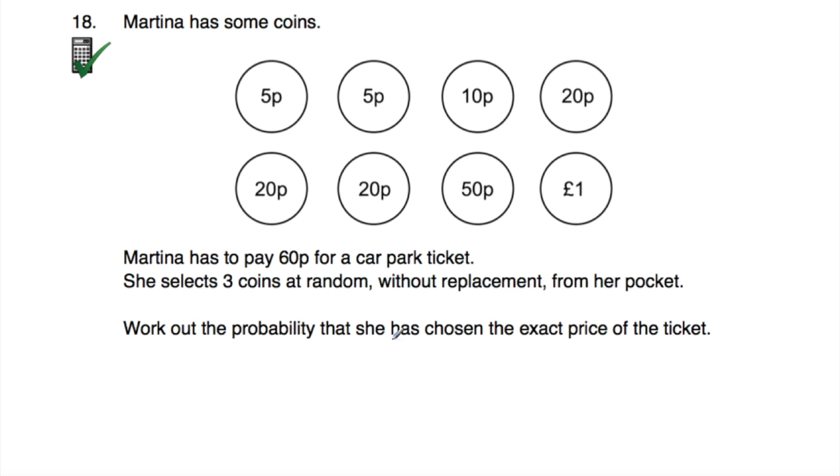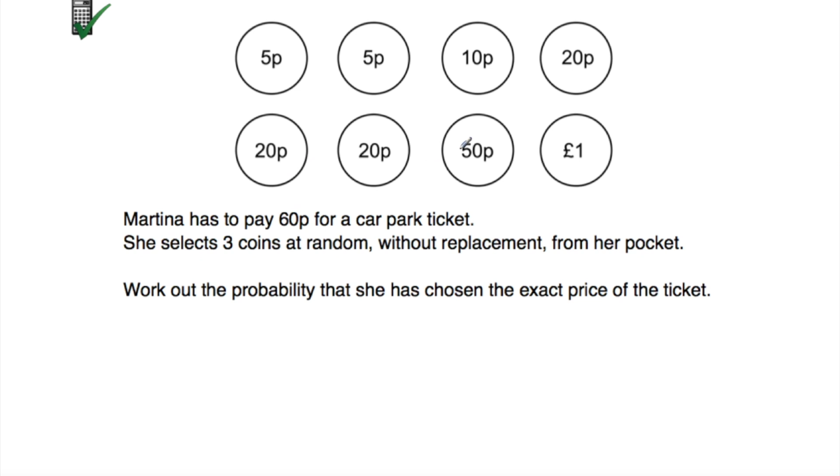And the question says, work out the probability that she's chosen the exact price of the ticket. So in other words, she selected 60p with the 3 coins. So let's consider how we can make 60p using 3 of these coins. So she's not going to use the pound, because that's obviously going to be straight away above 60p. It's not going to be like 5p, 5p, and a 10p, because that's only 20p. So Martina could pick a 20p, a 20p, and a 20p. So let's find the probability of a 20p, a 20p, and a 20p. That's one option, because they would be exactly 60p whenever she takes them out of her pocket.